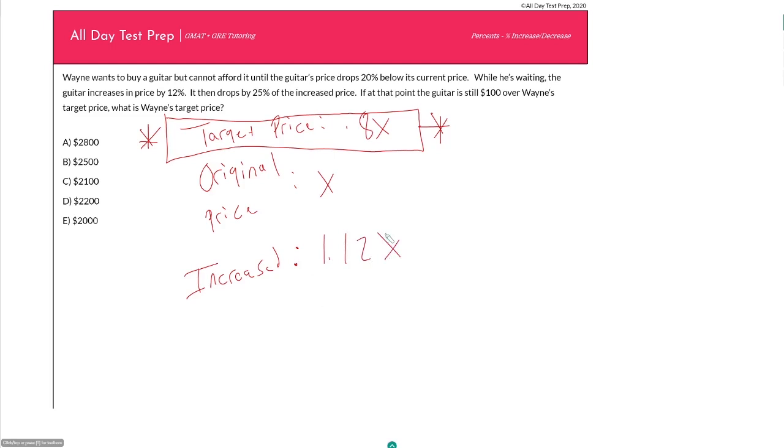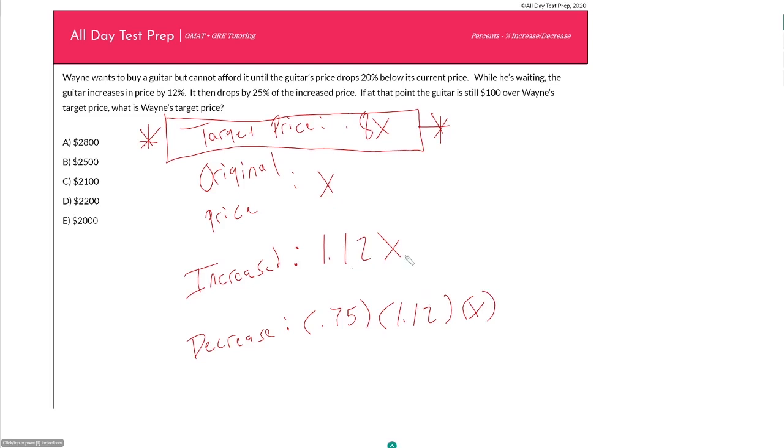1.12x, then drops by 25% of the increased price. So now we have this percent decrease. That should be 75% of, but it's not 75% of our original price. It's 75% of our increased price. So in each step here, we're sort of just tacking an additional thing onto what we had before. And so in this case, our decreased price should be 75% or 0.75 of 1.12x.